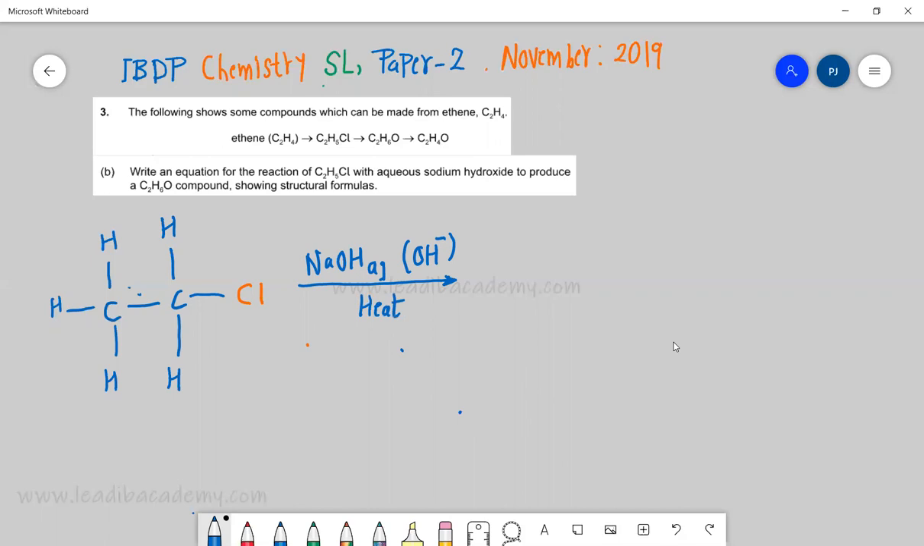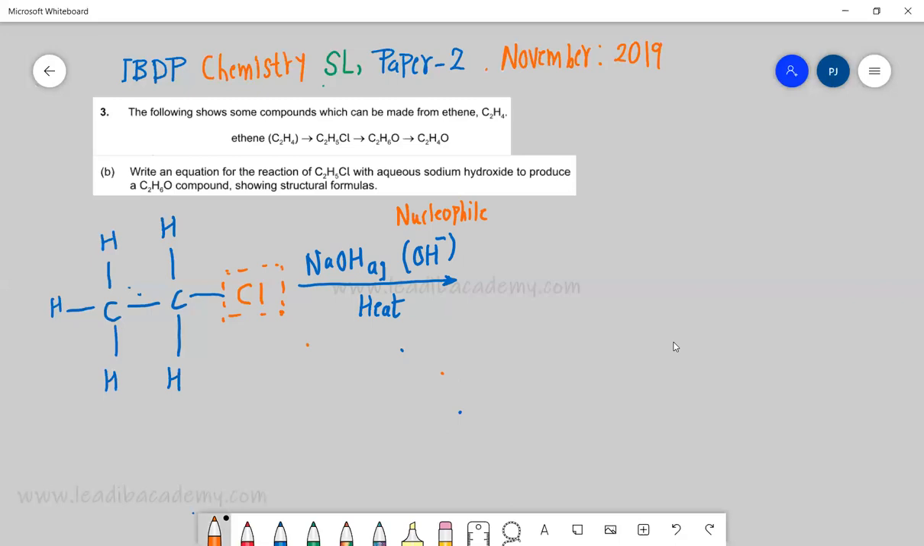Interesting part. Please understand that OH minus is a negative ion. That means there are extra electrons. It is rich in electrons, and this is what we call a nucleophile. This nucleophile, being rich in electrons, is looking for some species which are deficient in electrons, poor in electrons. So what is going to happen? Very simple. Please understand that this is the chlorine which is attached. So chlorine can leave.